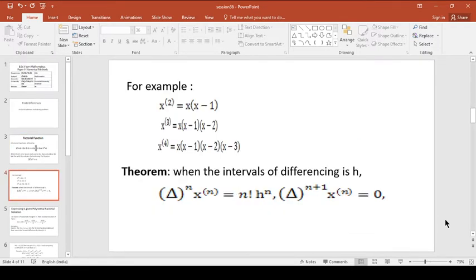For example, x raised to 2 means we can represent it as x into x minus 1. X raised to 3 means it is x into x minus 1 into x minus 2. And x raised to 4 means we can write it as x into x minus 1 into x minus 2 into x minus 3. So the following theorem we shall study here. When the interval of differencing is h, then the nth forward difference of x raised to n is equal to n factorial into h raised to n, and the n plus 1th forward difference will be 0.